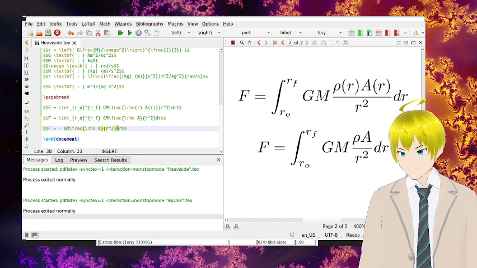Anyway, the integral, of course, is going to be negative 1 over r. It's going to be negative frac 1 over r.